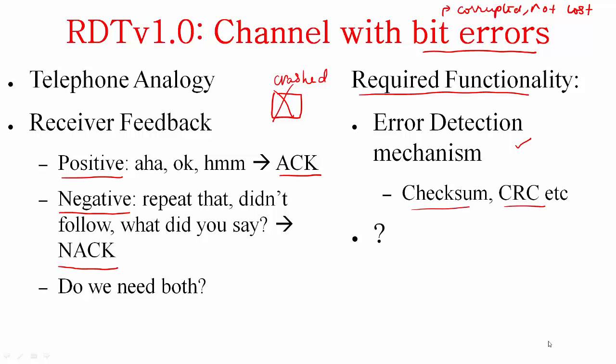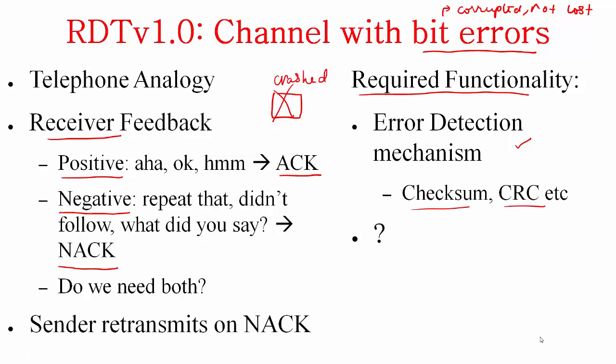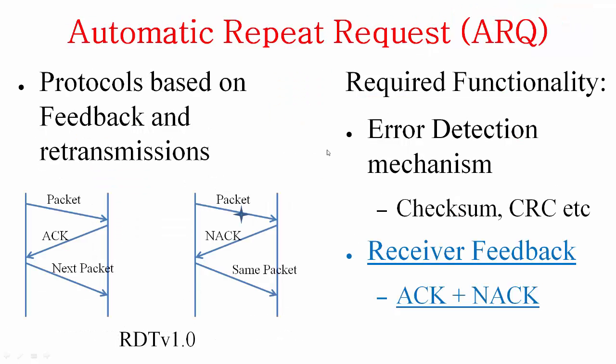But for now, let's assume that the receiver feedback is both in terms of ACK and NAC. So if the sender receives an ACK, he is going to send the next packet. So what should the sender do when he receives a NAC? That's right, he has to retransmit the previous packet. So the required functionality so far boils down to this. We need error detection mechanisms. We also need receiver feedback. For now, we are considering both ACK and NAC.